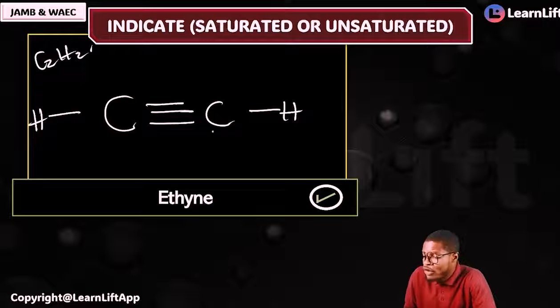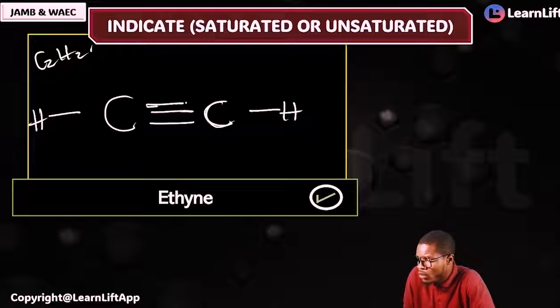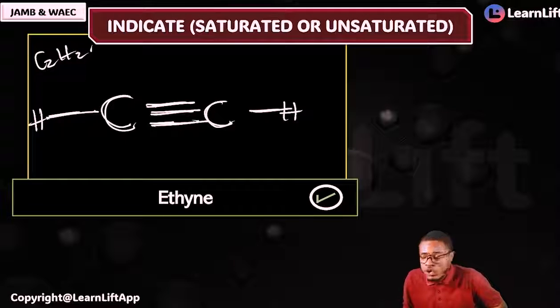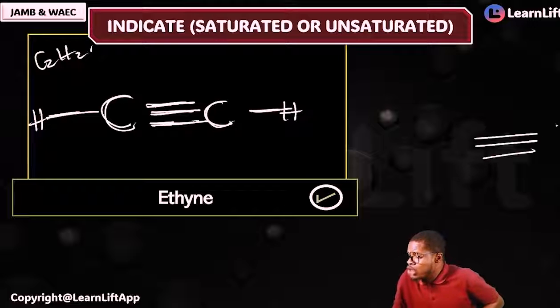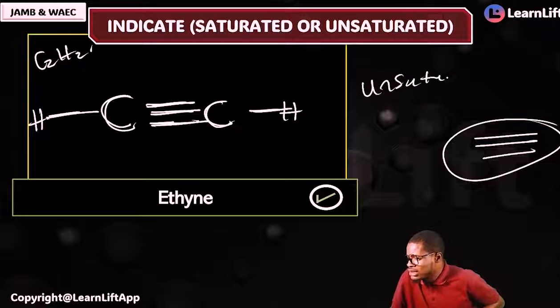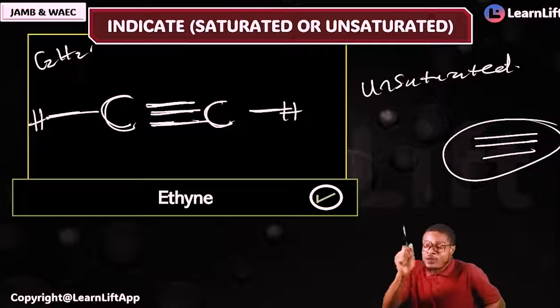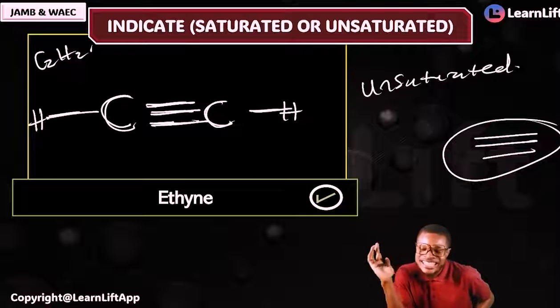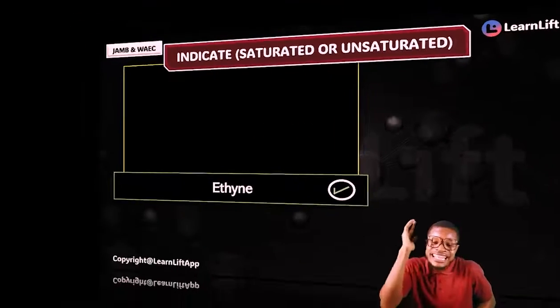Every carbon is bonded by 4 atoms. Yes, this is one carbon, 4 atoms: 1, 2, 3, and 4. With the triple bond, here is one carbon, 1, 2, 3, and here is the fourth one, balanced. So if you have triple bond, are you saturated or unsaturated? Unsaturated. If you have single bond only, then you are saturated. Does it make sense?